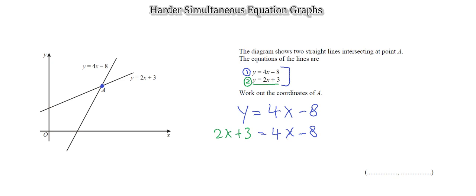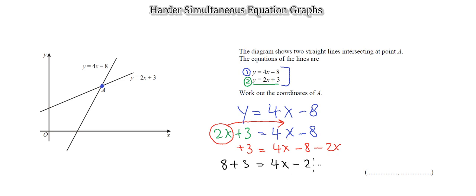So let's just rearrange this. I'm going to take my x on one side, numbers on the other side. 2x will go to the other side. It'll be 4x minus 8 minus 2x. And what's left on this side would just be the plus 3. And now I'm going to take this minus 8 to the other side. So minus 8 goes to the other side, becomes plus 8. So 8 plus 3 equals 4x minus 2x. So we have x on one side and numbers on the other side.